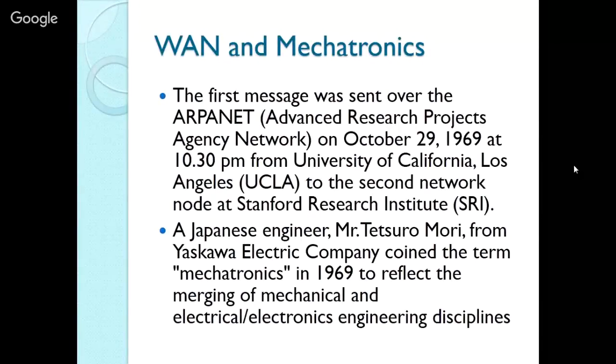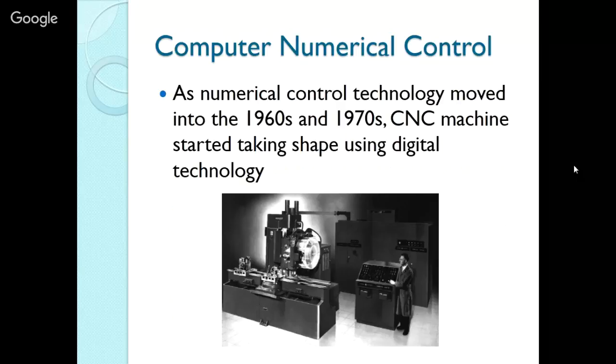Electronics had developed to a large extent, and electronics and electrical was being used in combination with mechanical devices. And to signify the merging of the mechanical and electronics or electrical engineering disciplines, a Japanese engineer, Tetsuro Mori, from Yaskawa Electric Company, coined the term mechatronics. So that term was first of all used in 1969.